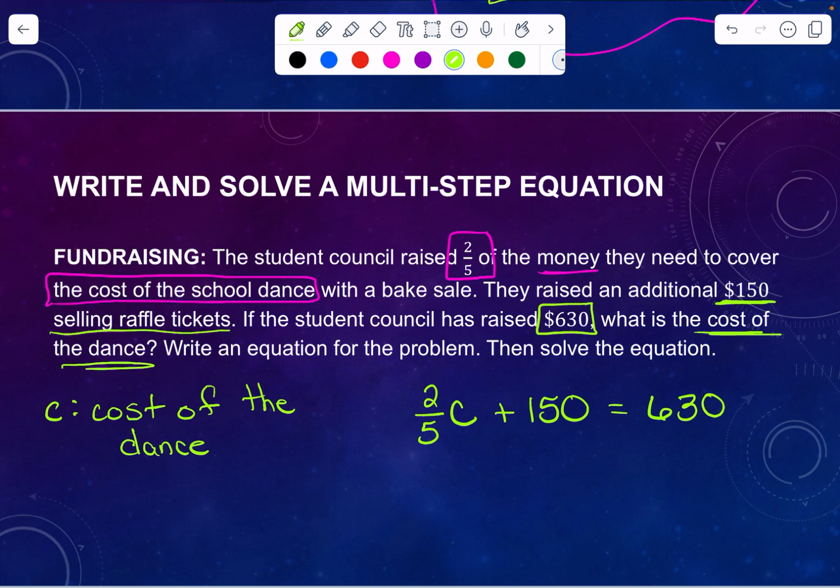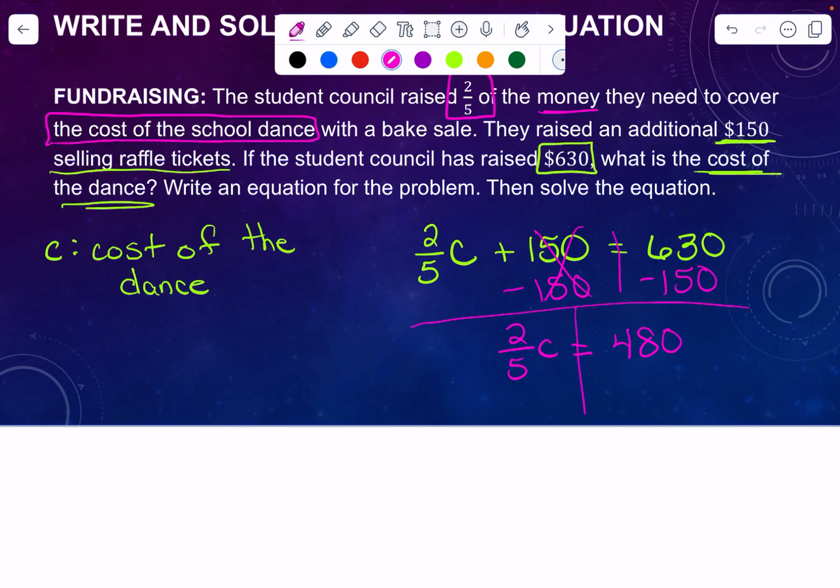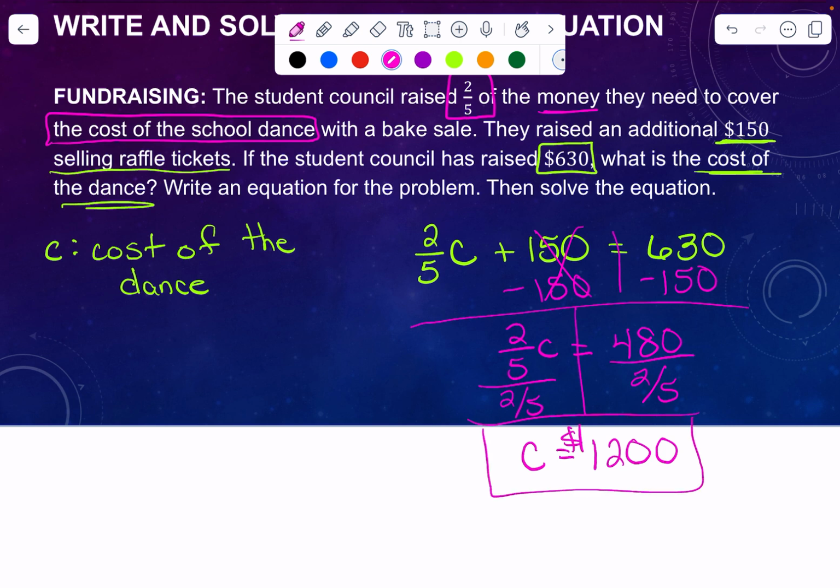So now at this point, we just start in to solve it. I'm going to start off by minusing the 150. So that's going to get me 2/5 C equals 480. Then at this point, you're going to divide by the 2/5. So C is going to equal $1,200. So the dance is going to cost them $1,200 to put together.